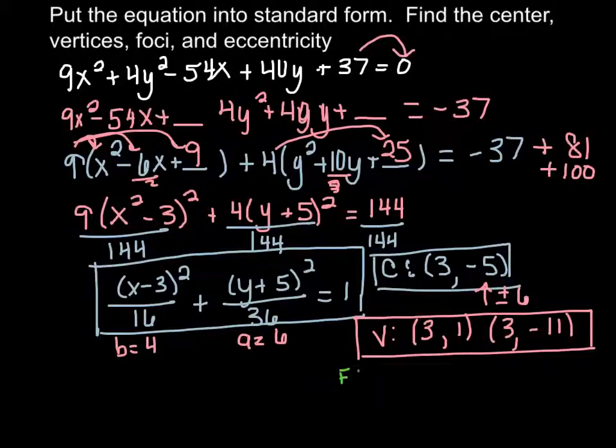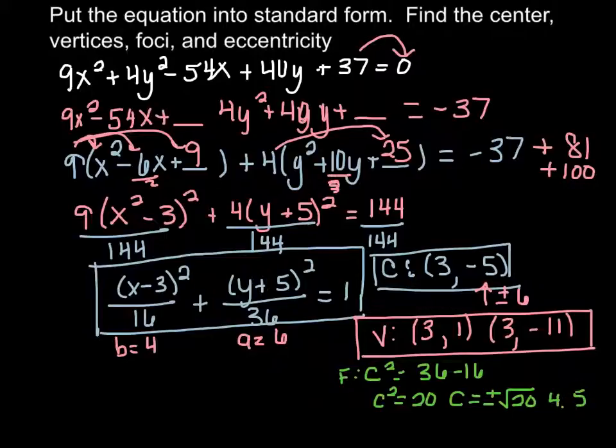Focus. c squared equals a squared, which is 36, minus 16. 36 minus 16 is 20. So c squared equals 20, and c equals plus and minus root 20. And the approximation of that is, we'll go 4.5. So again, to find my foci, I'm going to add and subtract 4.5 to the y values. So the first one is -5 plus 4.5, which is -0.5. And the second one is -5 minus 4.5, which is -9.5.